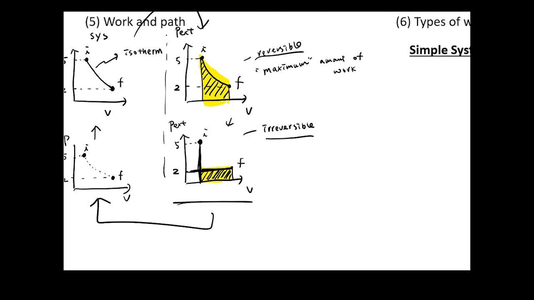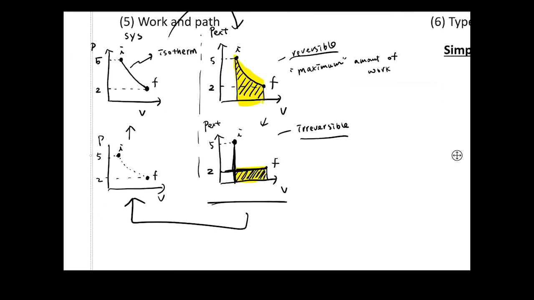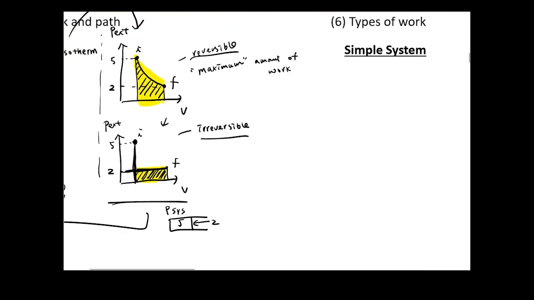So it makes sense that the reversible work always gives you the maximum amount of work. Okay, but this is only true when you undergo the compression. If today you're actually doing the reverse one, for example, your initial P system is 5, your P external is only 2. Because your system has higher pressure than your surrounding, it's going to expand.